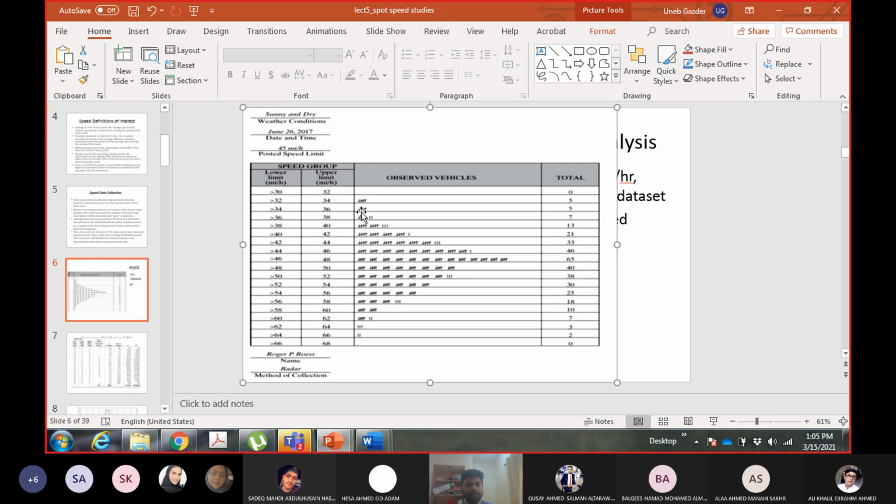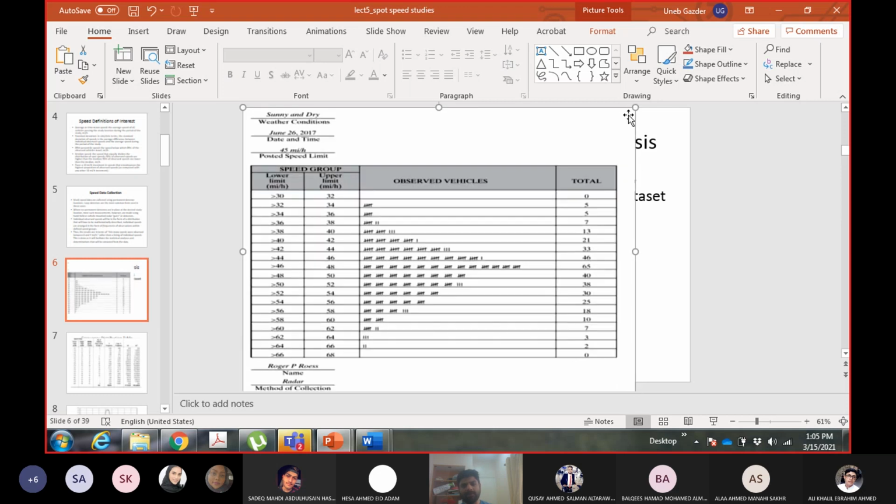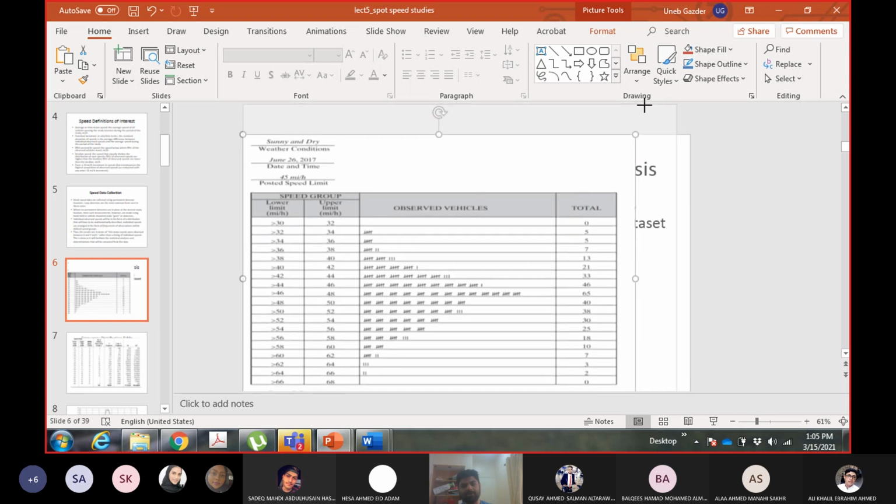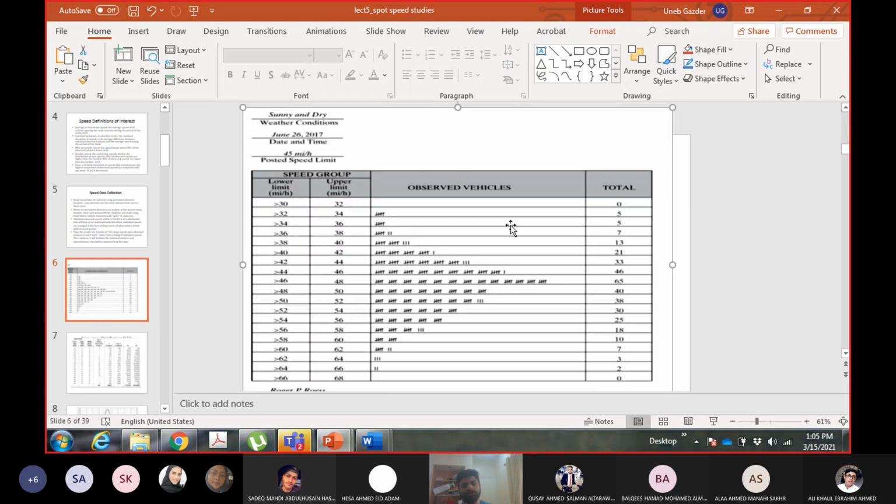Now in this manner you can see they are using lines. Each line represents one vehicle. Then you can see vertical lines and cross lines. Each cross means a set of 5 lines. So this is 5. One cross means 5 vehicles. So between 30 to 34, they observed 5 vehicles.